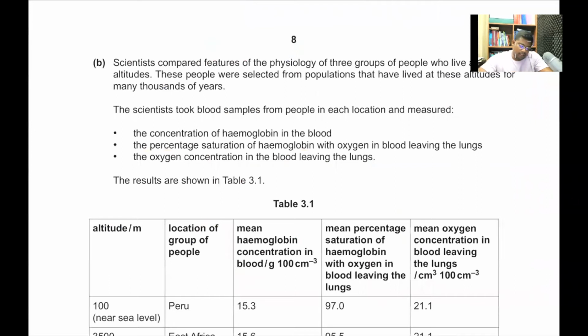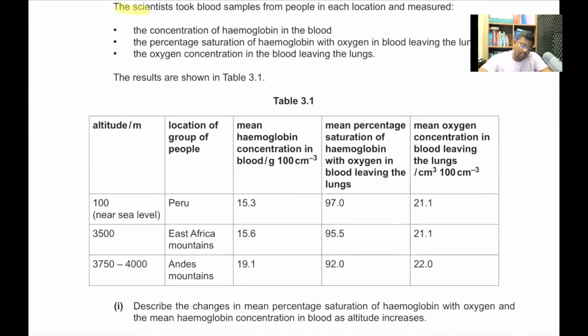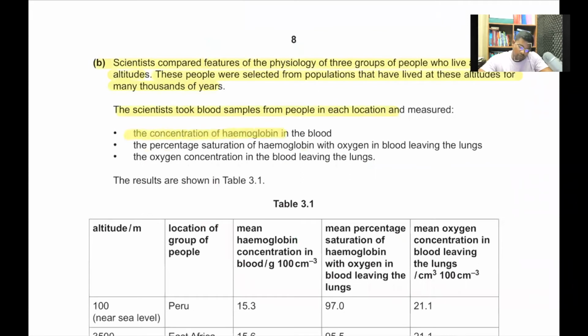Part B. Scientists compared features of physiology of 3 groups of people who live at different altitudes. These people were selected from populations that have lived at these altitudes for many thousands of years. Scientists took blood samples from people at each location and measured the concentration of hemoglobin in the blood, the percentage saturation of hemoglobin with oxygen in the blood leaving the lungs, and the oxygen concentration in the blood leaving the lungs.